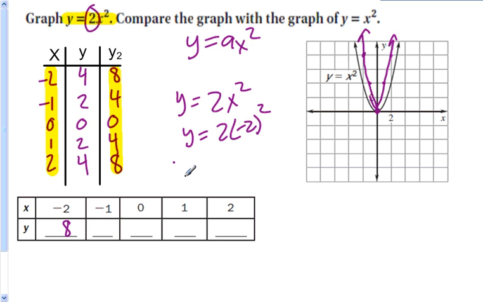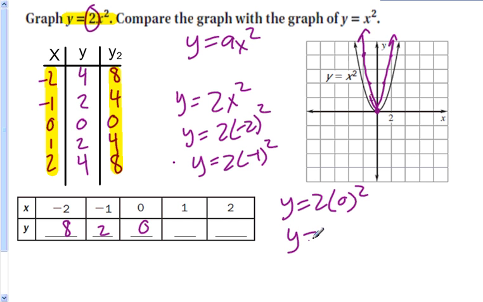I can directly substitute -1 into the equation. -1 squared is 1. 1 times 2 is 2. I can substitute 0. 0 squared is 0 times 2 is 0. I can substitute the 1 in for x. 1 squared is 1 times 2 is 2. And then I can substitute the 2 in. 2 squared is 4. 4 times 2 is 8. And then I can plot those points.